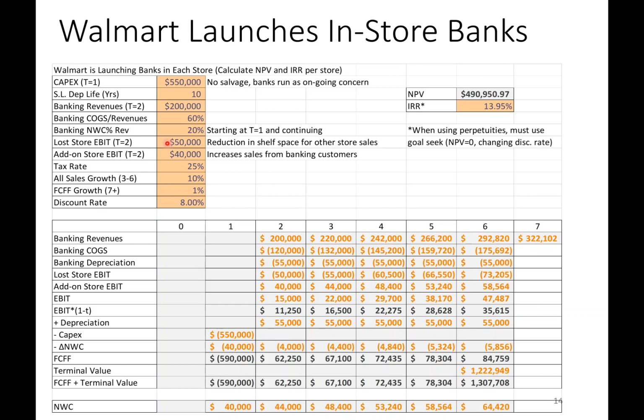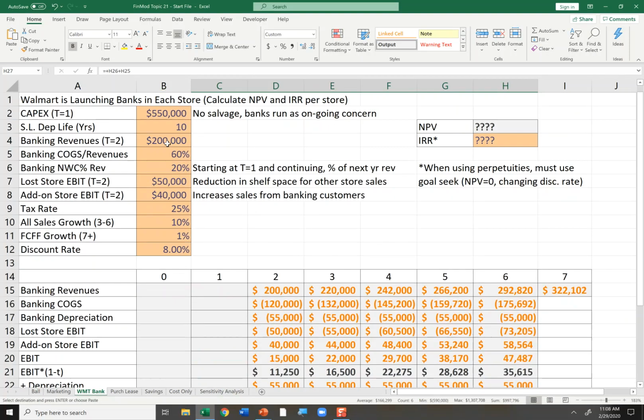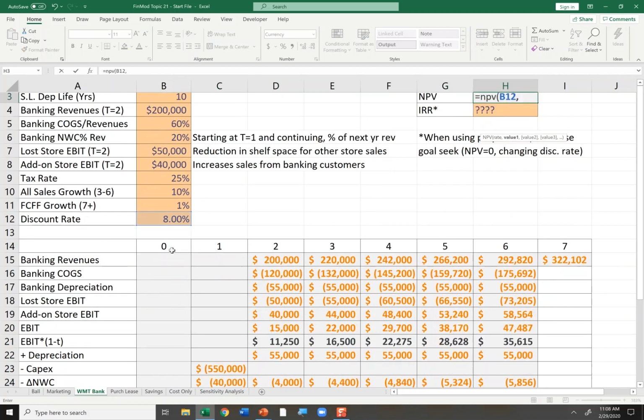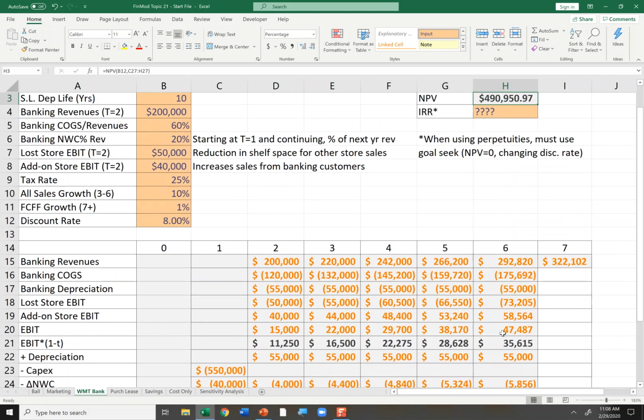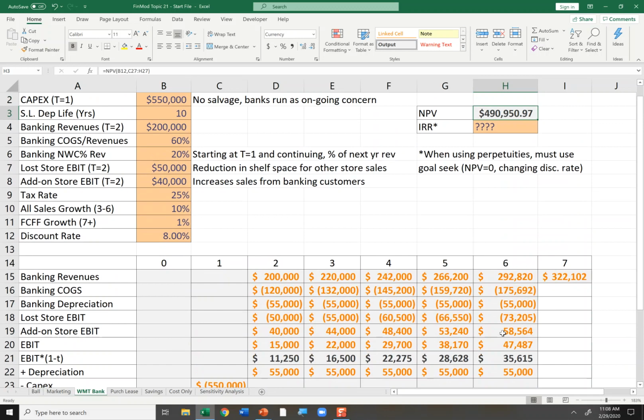I'll now calculate the NPV of those cash flows. Equals NPV, put in my discount rate, comma, first cash flows start 1 year from now, so I can just start right there. And there's my NPV of $490,000 per store. And I can calculate my IRR.